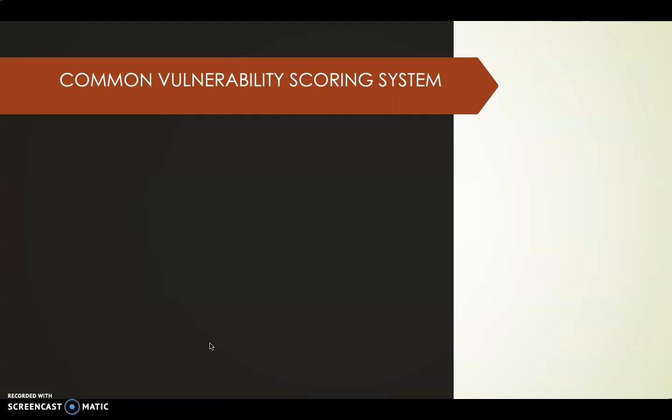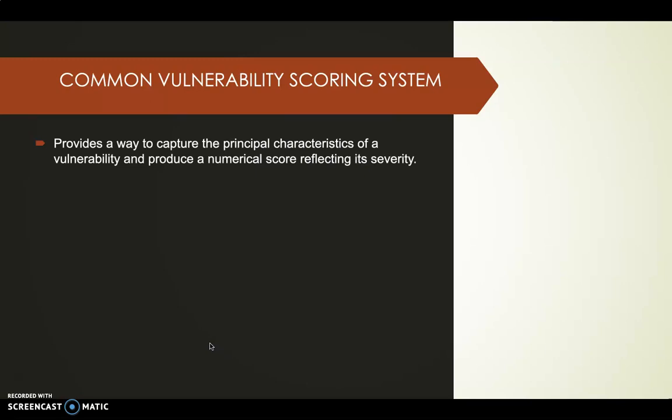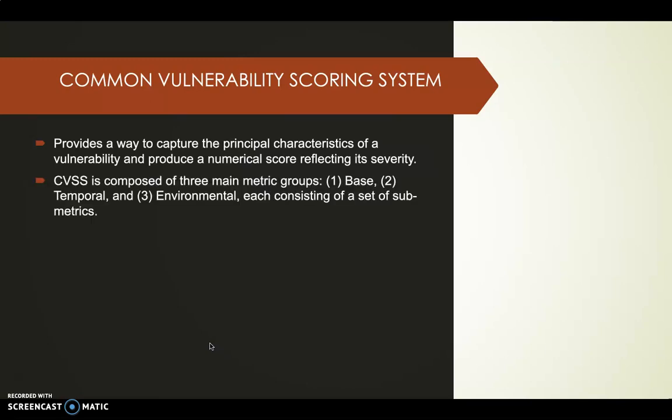Now we'll talk about the Common Vulnerability Scoring System. It is basically a way to capture the principal characteristics of a vulnerability and produce a numerical score which reflects its severity. This score ranges from 0 to 10, 0 being the most secure in the ideal situation, and 10 being the least secure or of higher severity. It is composed of three main metric groups: base, temporal, and environmental, and each of these has its own set of sub-metrics.